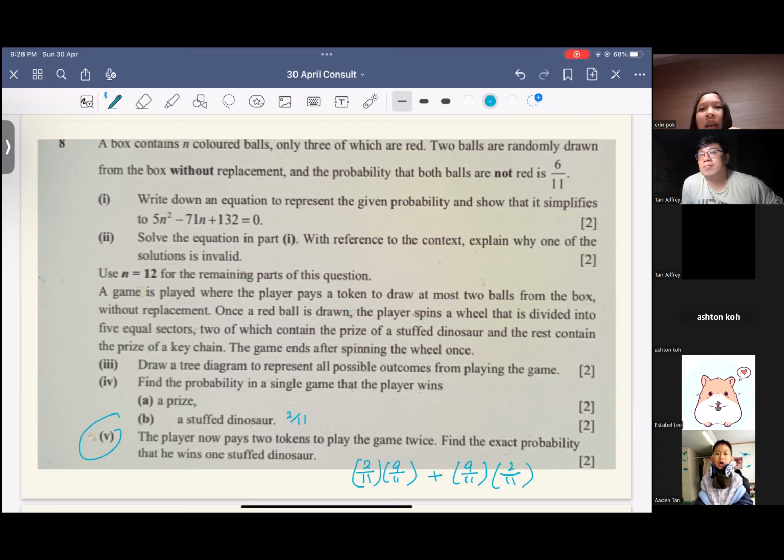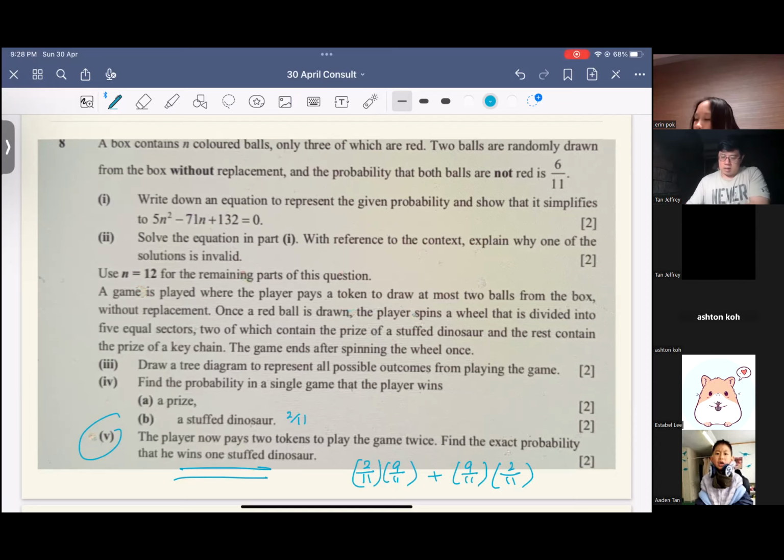Why can you not win another time? Because he says that he wins 1 stuffed dinosaur. So when you say you win 1, you must consider that in the second game you must lose. It's like now you buy this ticket, then tomorrow you cannot buy again. One-time membership only. Okay.